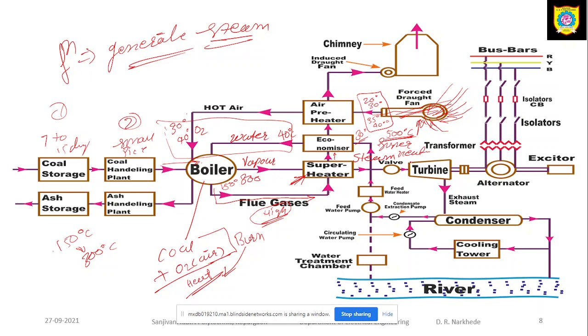Why do we release these gases at height? Because these gases may consist of carbon dioxide, carbon monoxide, and sulfur dioxide. If they are released at the bottom level, the residents living in the nearby area may suffer from certain respiratory diseases. So we release them at a certain height into the atmosphere.